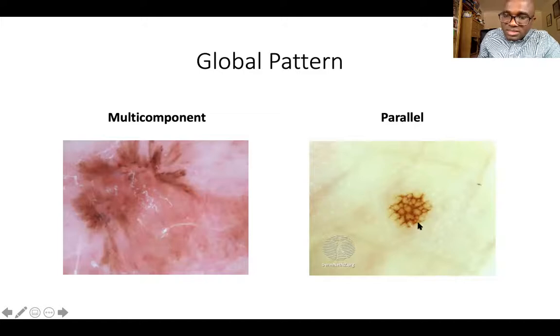Parallel pattern, this is a regular parallel pattern in a lattice distribution. This is on the palmar aspect or the sole of the feet. This is also a parallel pattern. So this is another global pattern you can describe.